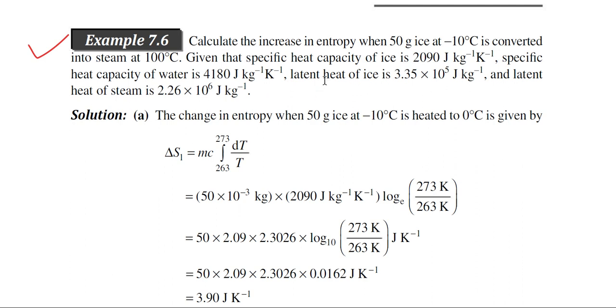So if you read this particular problem very carefully, then you see what we are doing. We have 50 gram of ice and the temperature of the ice is minus 10 degrees centigrade. What you have to do is convert this ice into steam at 100 degrees centigrade. So you have to solve this problem step by step. What are the steps actually?